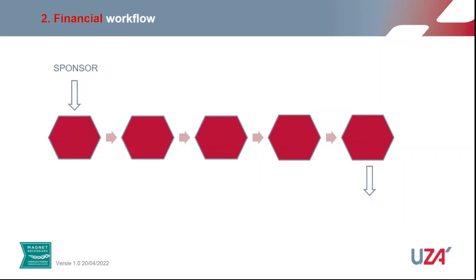Next is a financial flow. If budgets are included in the contract, the sponsor himself must send a budget proposal to the involved departments. Budget negotiations take place directly between the sponsor and the departments. Once the negotiations are completed, the sponsor must mail the agreed budget and the department's approval to CTC UZA.